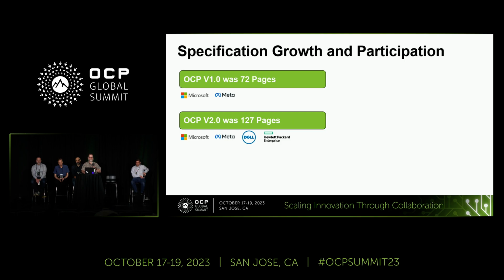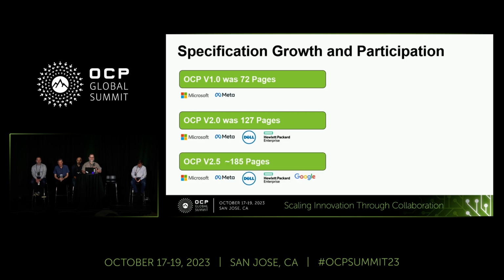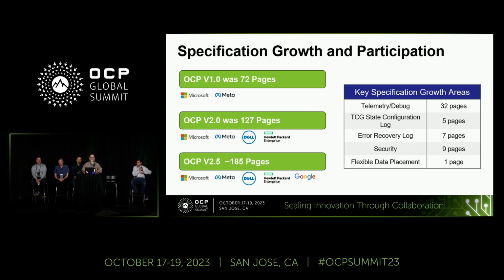So we released 2.0. It pretty much doubled up to 127 pages, with lots of new stuff around security especially, some of the debugging stuff, and other requirements across the industry. Now we're releasing version 2.5 as a last draft, the final draft. We think we're about 185 pages, so not quite as much rapid growth as before, but we did add Google, and we have some significant new features that we want to talk about with this specification.